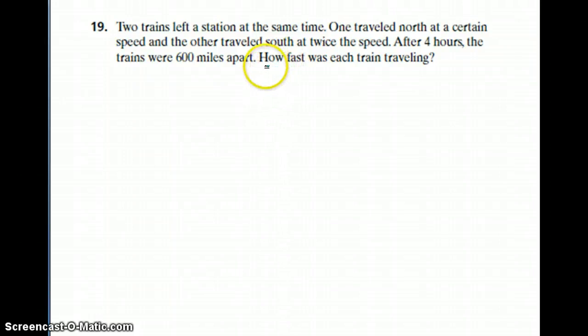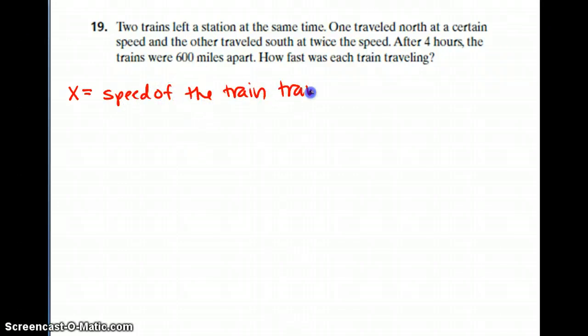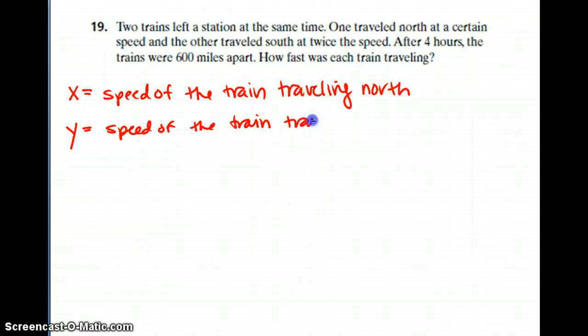So the first thing you do again is you read that last question and ask, how fast was each train traveling? So you're going to have x, and again, I always pick x. X would be the speed of the train traveling north, since that's the first one that it mentions. One traveled north. And then y equals the speed of the train traveling the other direction, which was south. Again, you could use any letters you want. You can make this N and this S, but typically as math teachers, we always use X and Y.